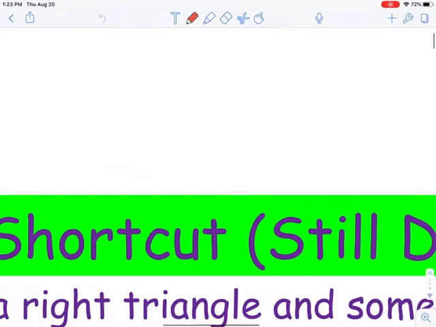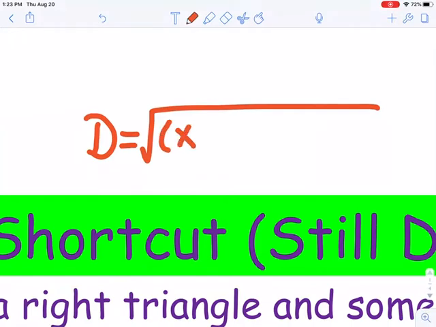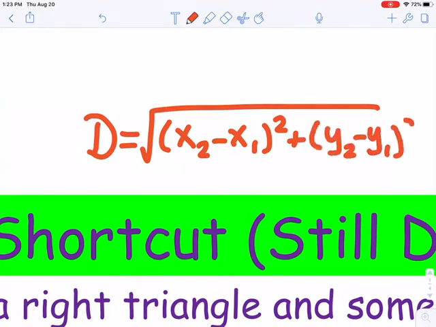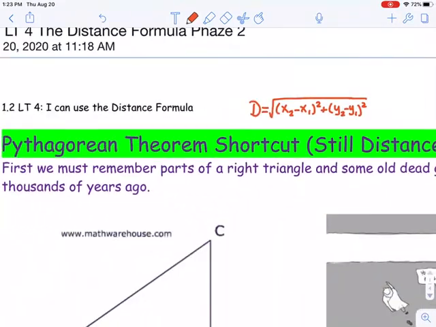Just for fun, up here, let's write the distance formula. D is for distance. Then you have the giant square root, and then we just have some generic coordinates. So it's x sub 2 minus x sub 1 squared, plus y sub 2 minus y sub 1 squared. That's the distance formula, something you gotta know, something we'll use throughout the school year.